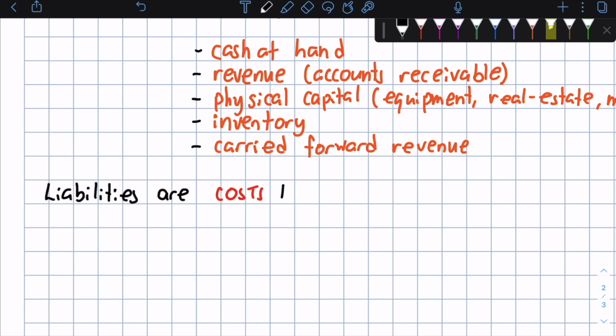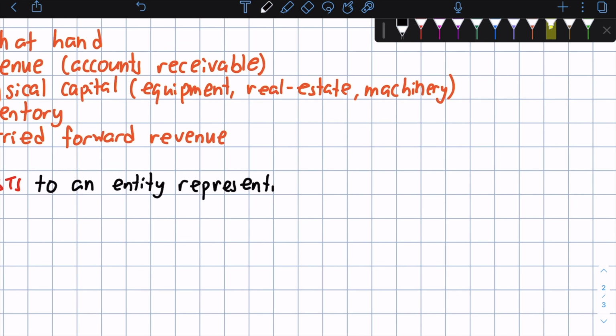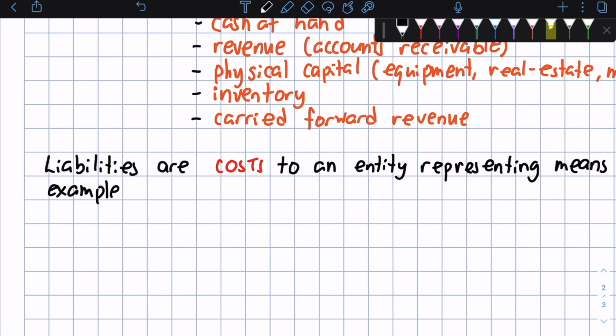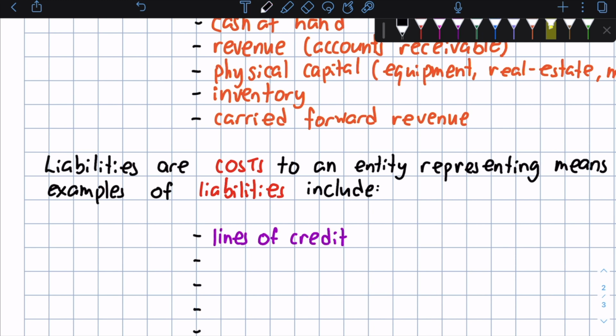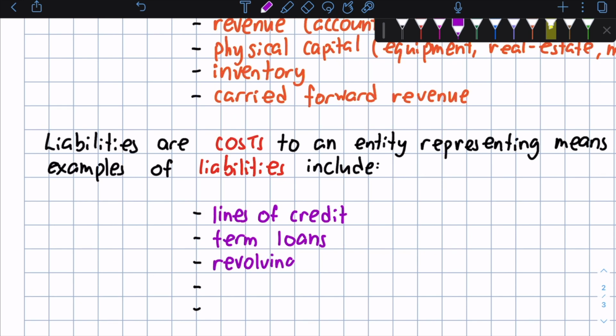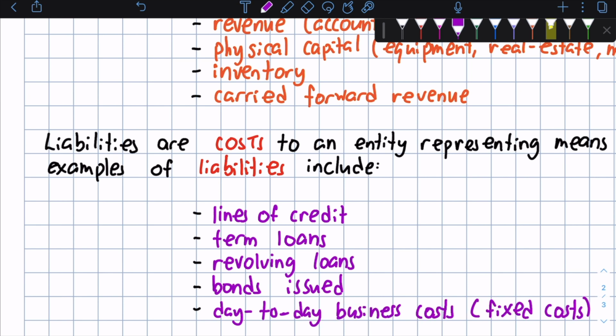Liabilities are essentially costs to an entity, representing means of cash outflow. And some examples of liabilities include things like lines of credit, which they might hold, term loans, revolving loans, bonds that are issued, and day-to-day business costs, also known as fixed costs in economics or accounts payable.